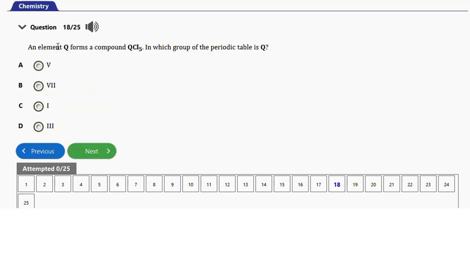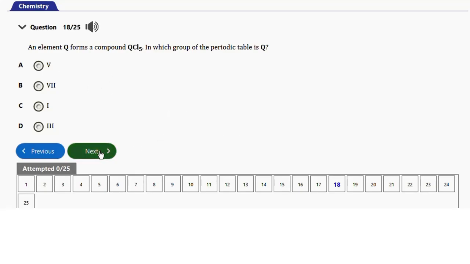It says an element Q forms a compound, Q chloride. So we have the atomic number 25 for chlorine. In which group of the periodic table is Q? So it will be in group, let's check, group 5. Yeah, so this is where we are going to find nitrogen under this group 5. Okay, so nitrogen has 5 valence electrons on the outermost shell, so it will be nitrogen, option A.